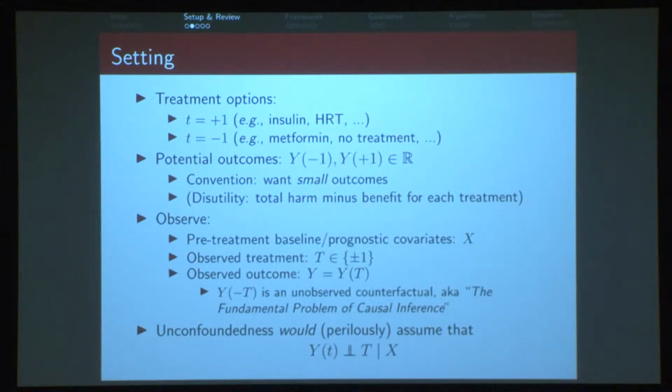And the convention I'm going to use is that we want smaller outcomes, so we can think about these as the disutility that Anna experiences. Okay? But these just exist hypothetically. We can't observe these counterfactuals simultaneously.